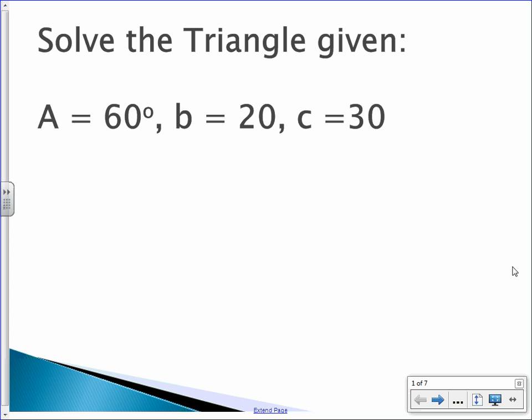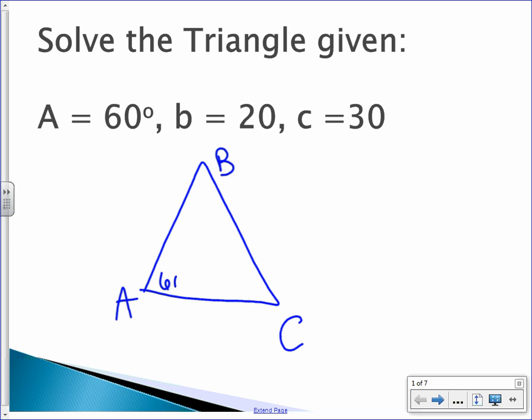Okay. Here's a triangle that I want us to solve. A is 60 degrees, B is 20, C is 30. Well, can we solve it with the tools that we have? Why?